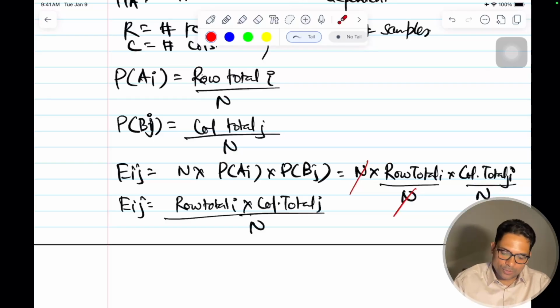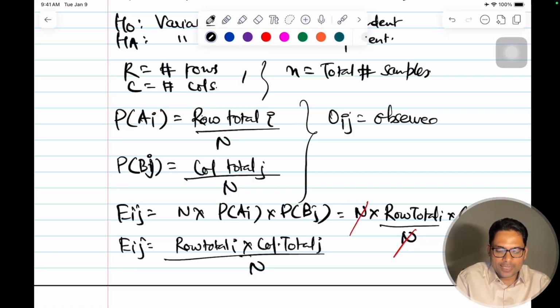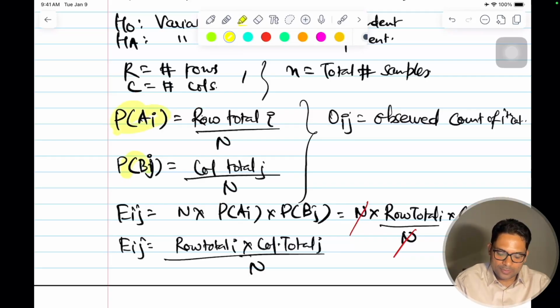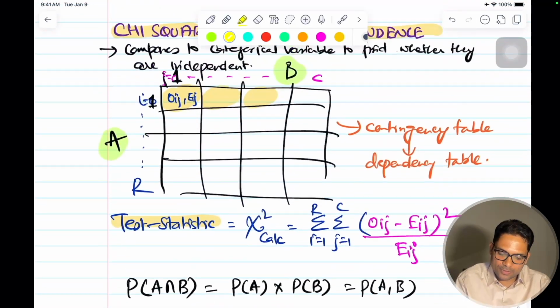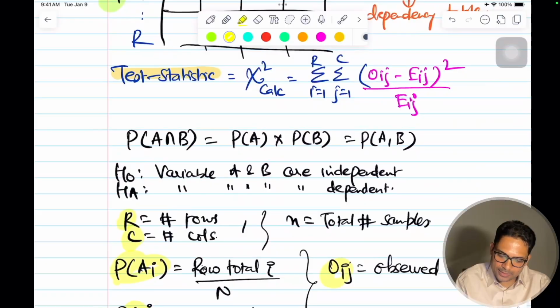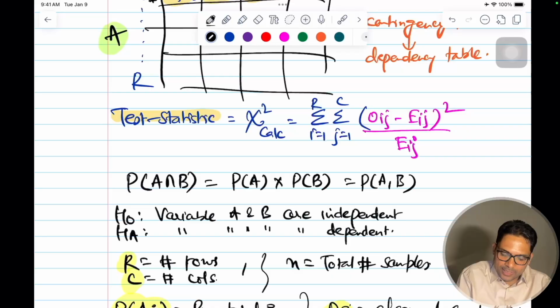Okay, and my O_ij, these are all the variables I'll declare, and O_ij is the observed count that I'll get from the data itself. That is the observed count of ith category. Okay, so I have defined all the required variables, O_ij, E_ij, that is the main thing, and R and C for what is my test statistic. So this is my test statistic here, plus I have degrees of freedom.